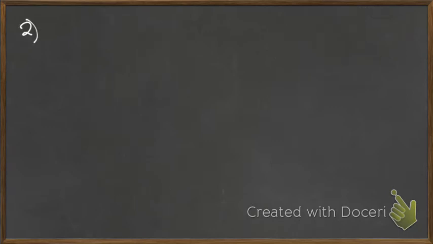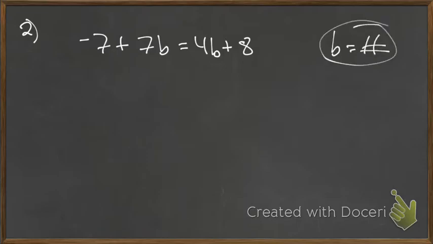Thanks for asking. Numero dos. Negative 7 plus 7b equals 4b plus 8. All right, so remember, goal here is letter equals number. It's like a puzzle. That's what we're trying to figure out. Owen, what do you want to do first?